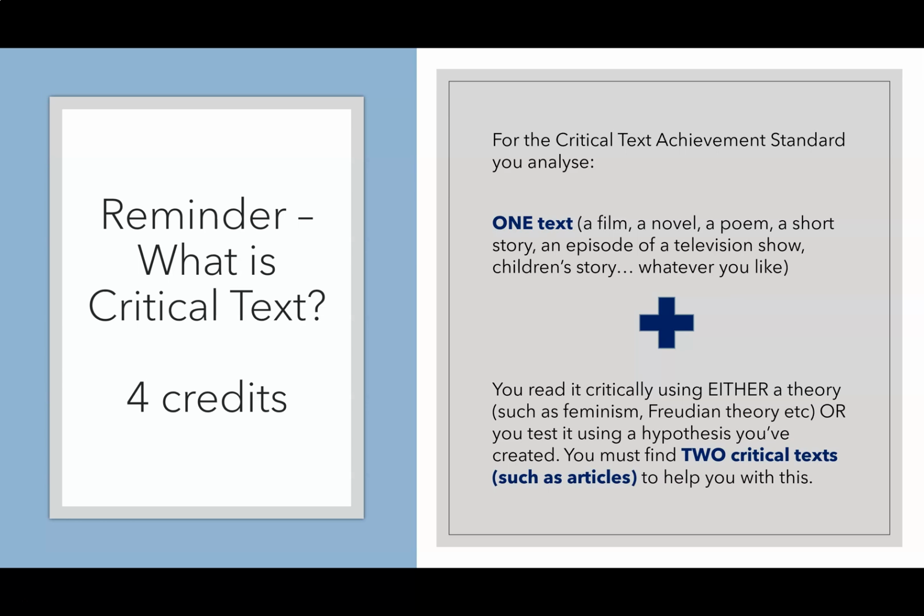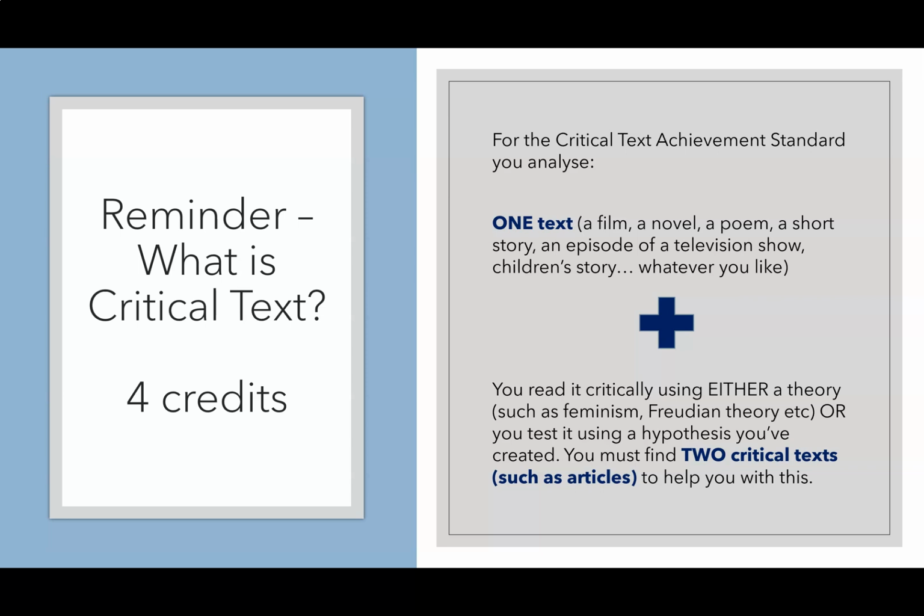Once you've read that or watched that, you will also need to read critical readings, and that is part of the standard. There are 2 different versions of it. You can either look at the text through a particular lens and therefore focus on particular elements of the text, or you can come up with your own hypothesis, which is essentially a statement that you believe is true as you set out at the beginning of your research. Then you are seeking to prove that you're right, and you might find that you are 100% right, or you might find that you change your mind in the process, both of which would be fine.